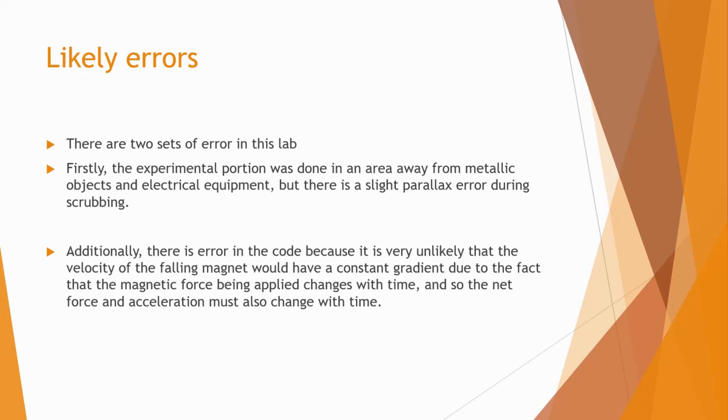Furthermore, there is an error in the code because it is very unlikely that the velocity of the falling magnet would have a constant gradient, which implies that it had a constant force. This is unlikely because magnetic force would have to change over time. And as a result, there has to be a change in acceleration, and the gradient of the velocity-time graph cannot be constant.